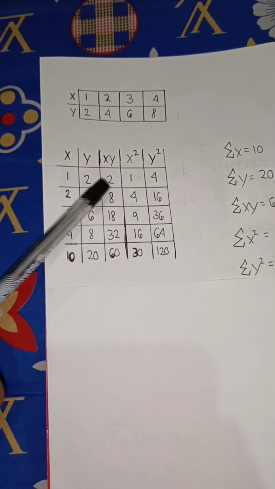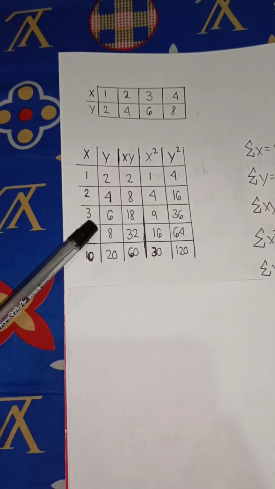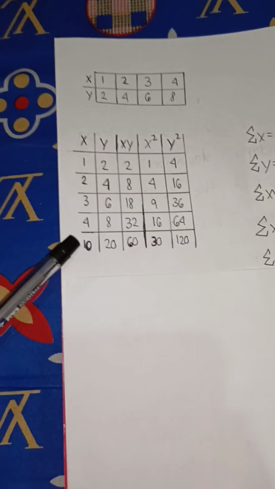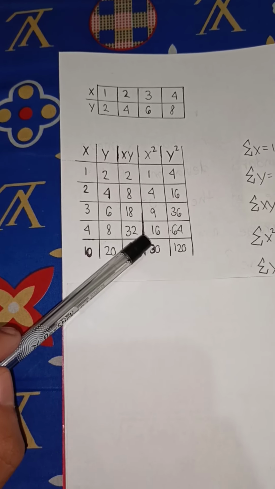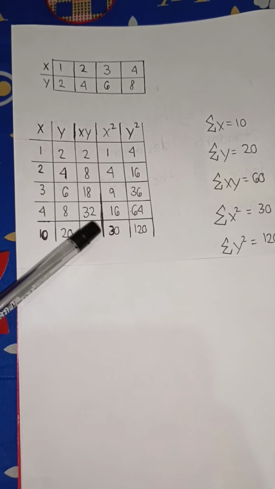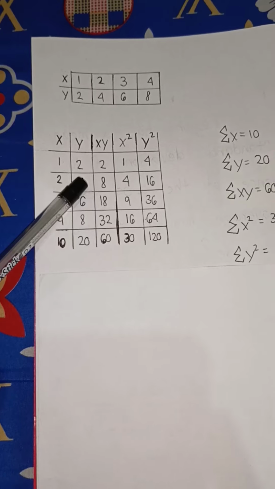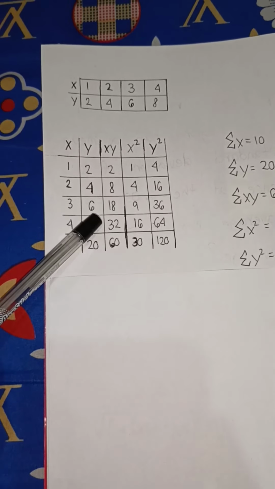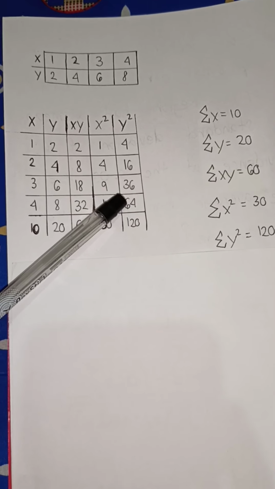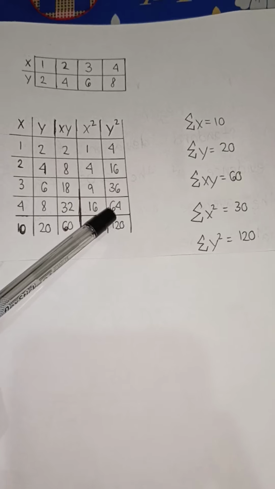Then x squared. 1 squared is equal to 1. 2 squared, 4. 3 squared, 9. 4 squared is equal to 16. And also here for y squared. 2 squared is 4. 4 squared is 16. 6 squared is 36. 8 squared is 64.